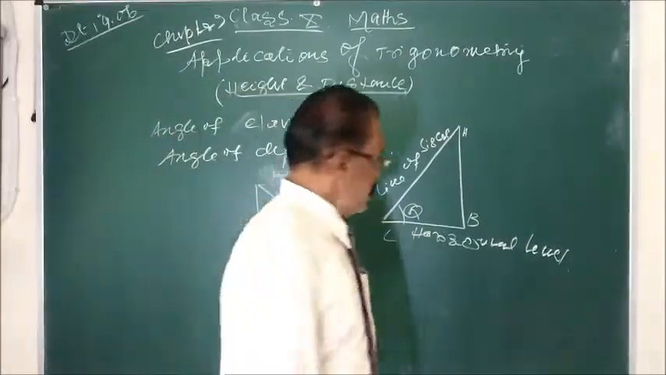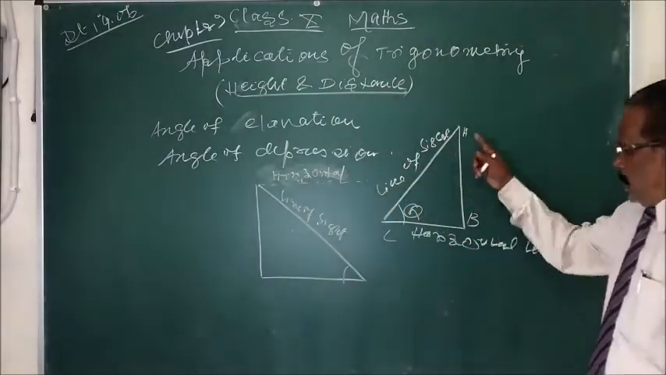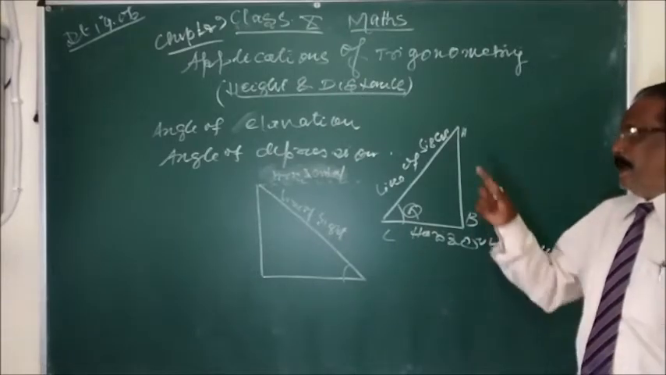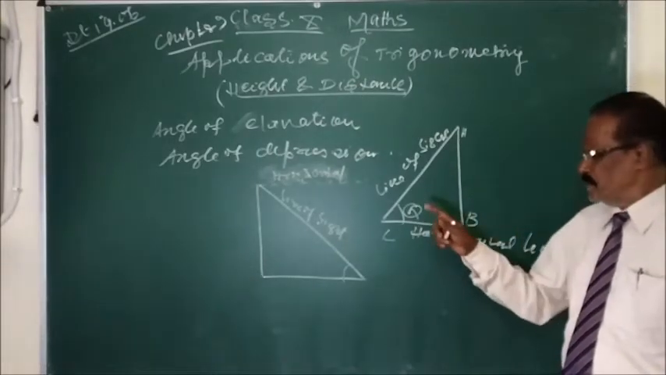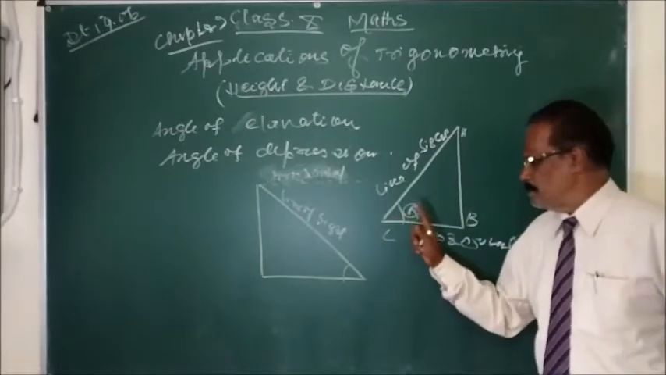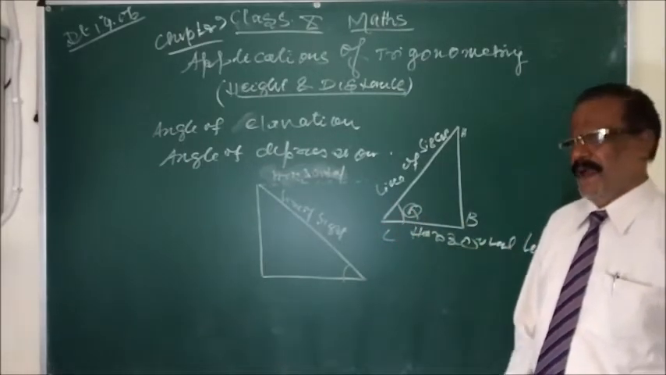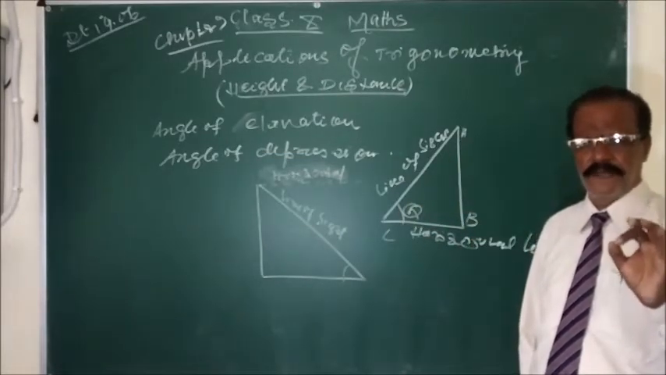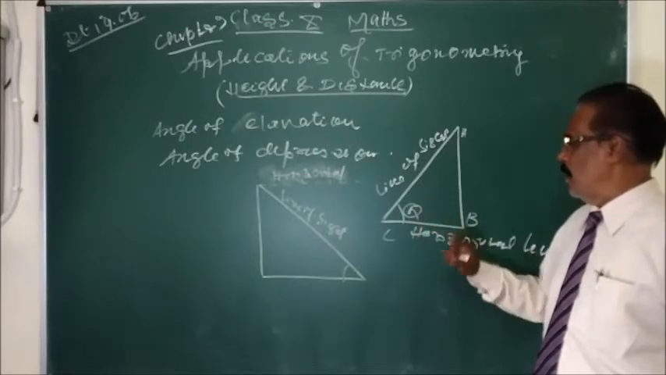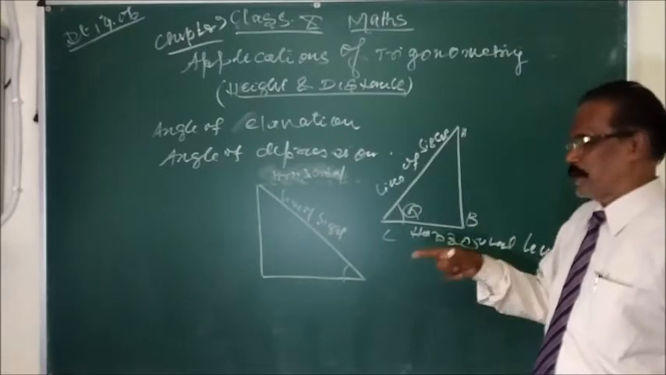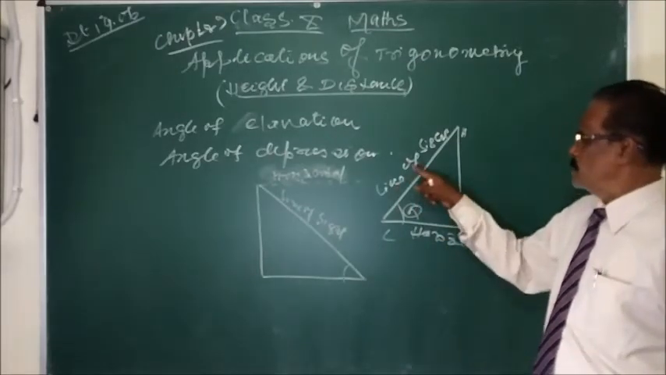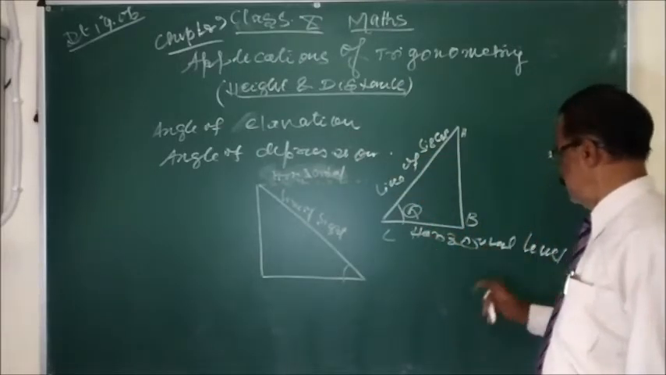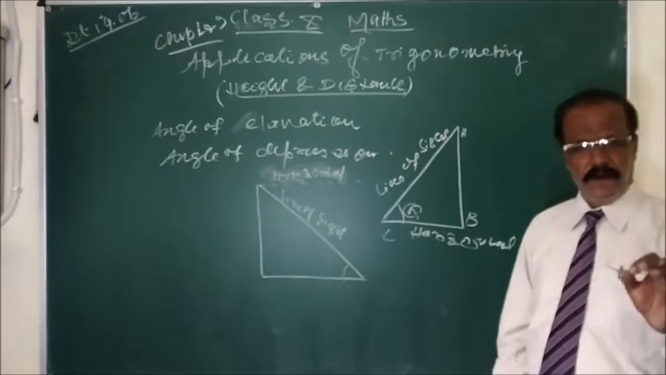Understand? I repeat. Suppose AB is a tower, B is the base of the tower, A is the top of the tower, and any observer is at point C, and he or she is trying to see the object at the top. So an angle is formed, and this line through which you are observing is called line of sight, and this is the horizontal line, the horizontal level. So this angle formed is called angle of elevation.